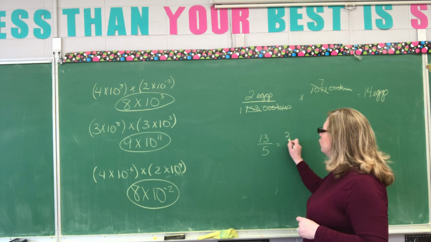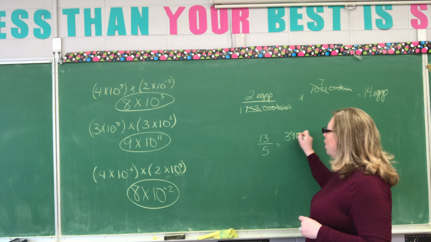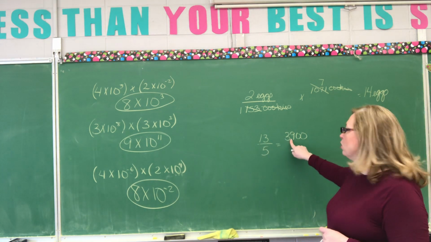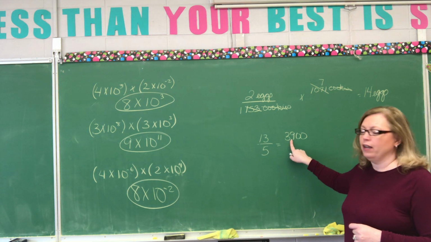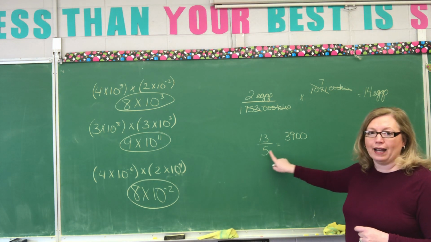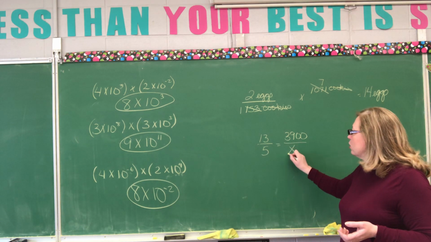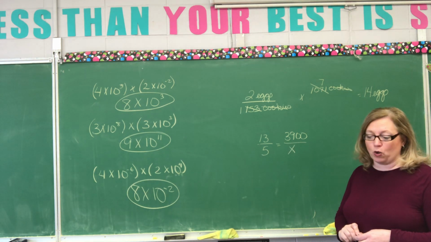How many junior hires would you have in all? Remember, 13 represents noisy, and so does the 3,900. 5 represents the quiet. I'm looking to find out how many quiet ones I would have. So I'm going to put an X because I don't know.